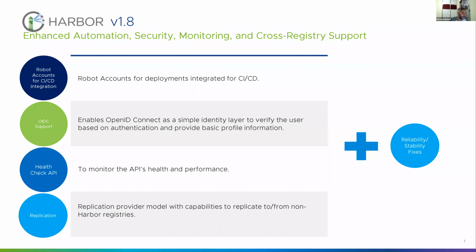And in the replication workgroup, before 1.8, you could only set up replication from one Harbor instance to another. So Harbor to Harbor worked very well, but we didn't have any other capabilities. With 1.8, we added the ability to replicate from Harbor to Docker Hub, to any other Docker registry, as well as to the Huawei Cloud registry. So now we added 3 additional replication targets.